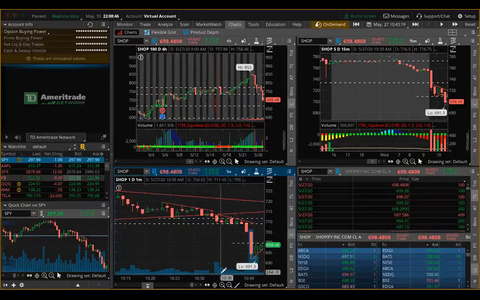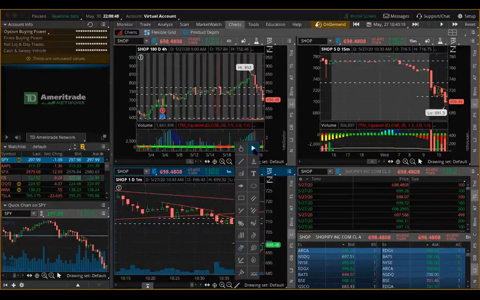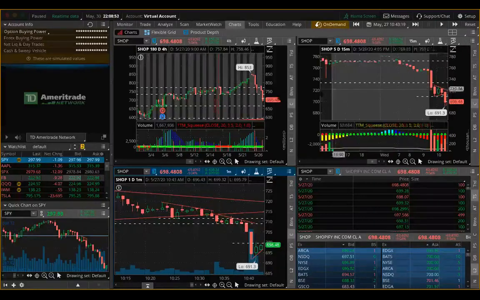Anyone know what this is? What's that forming right here on the 1 minute chart? Bear flag, another bear flag, right? So where do we think that this could potentially go? Potentially go lower, right? All right, I'm gonna hit play and see what happens.